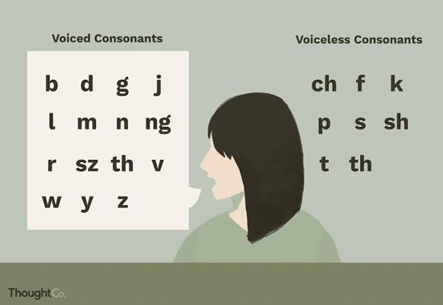Comment A and B. Many starts with m, which is voiced. Feather has a voiceless f at the start and a voiced th in the middle. Chick starts with ch, which is voiceless. Bat ends with the voiceless t, and need ends with voiced d.